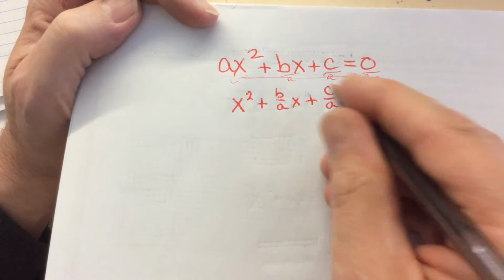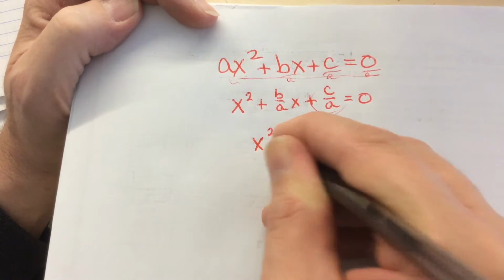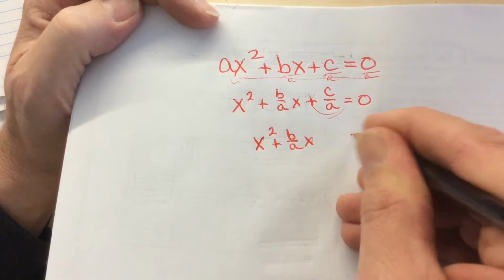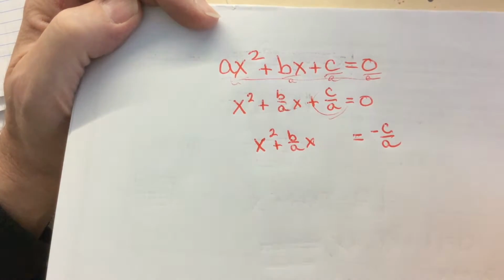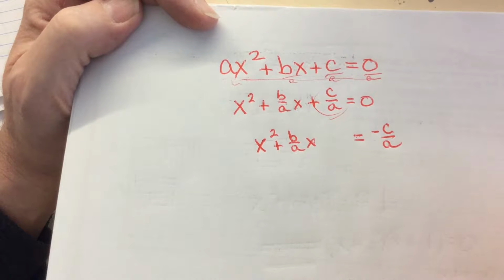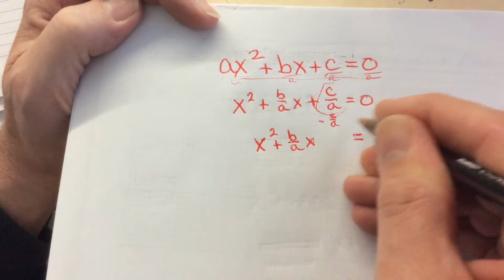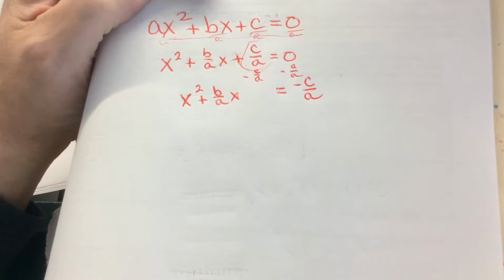Now, I'm going to subtract this from both sides. Watch what happens here. X squared plus b over a times x, and put it over here as negative c over a. Does everybody understand what I did there? I just took this and subtracted it from both sides. C over a here, negative c over a here. Now, let's do a little bit of magic here.